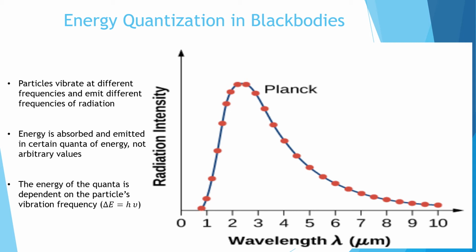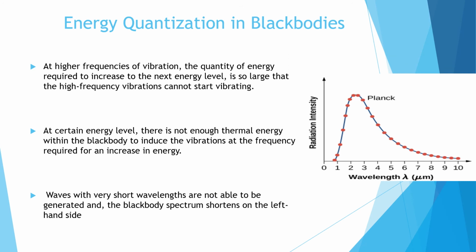The energy of the quanta is dependent on the particle's vibration frequency. Particles which vibrate emit energy as light, which we know as electromagnetic waves. So a particle without at least one quanta of energy can't produce any light. At higher frequencies of vibration, the quantity of energy required to increase to the next energy level is so large that the high-frequency vibrations cannot start vibrating.